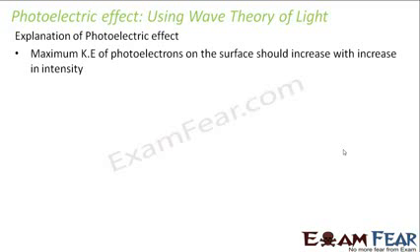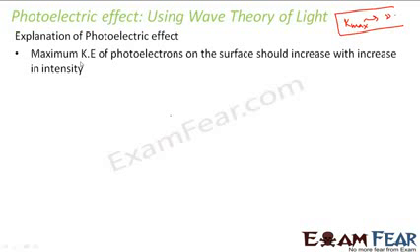But till now, the experimental behavior told that maximum kinetic energy depended on frequency and not intensity. But wave theory told that maximum kinetic energy of photoelectrons should depend on intensity. By increasing the intensity, we can increase the electric and magnetic field. If the electric and magnetic field increase, that means more energy should be absorbed by the photoelectrons. So the first thing which was explained by wave theory was not in accordance with what was experimentally observed.